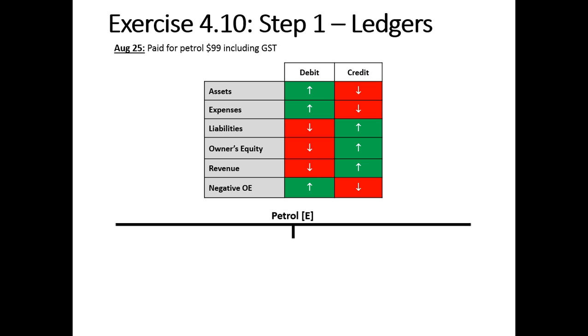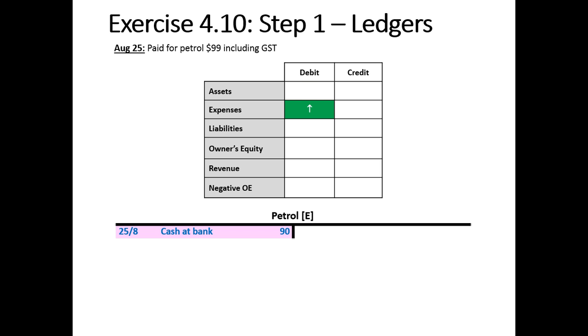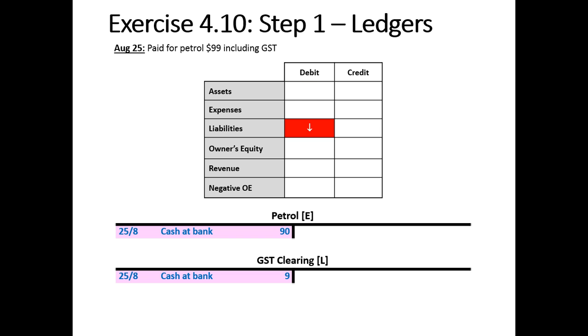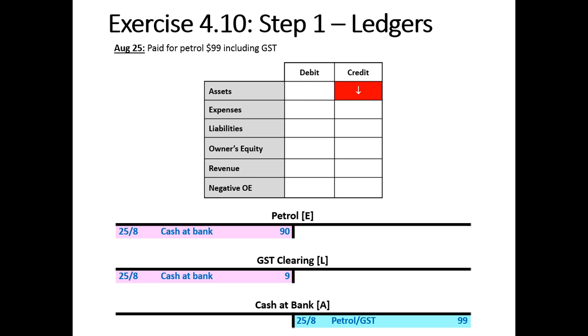August 25th, more petrol, $99 including GST. So I'm going to need to divide that by 11 to get the GST out of it, and that'll give me petrol of $90, GST paid of $9, and total cash paid of $99.